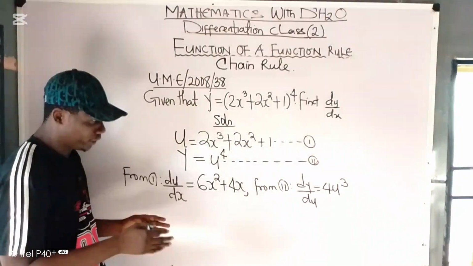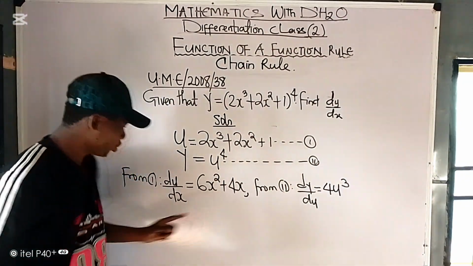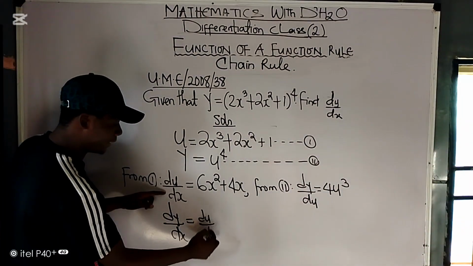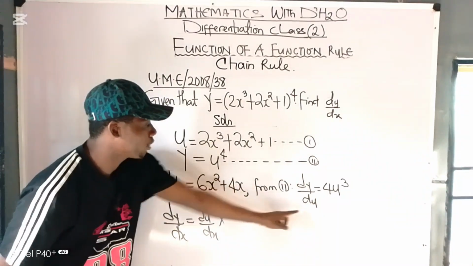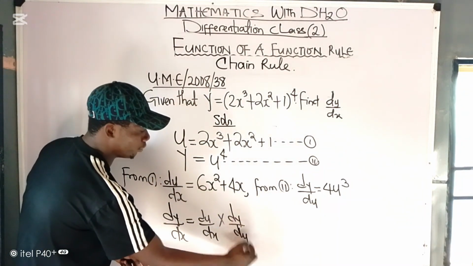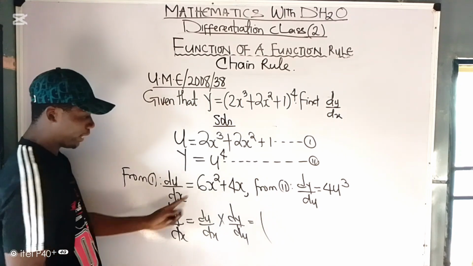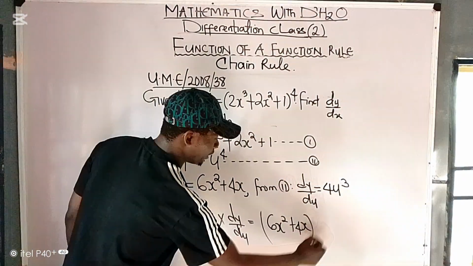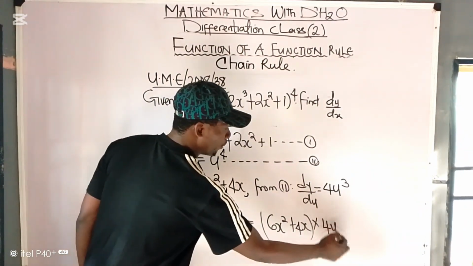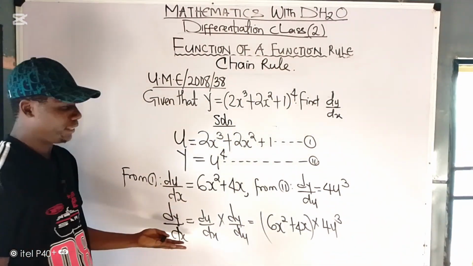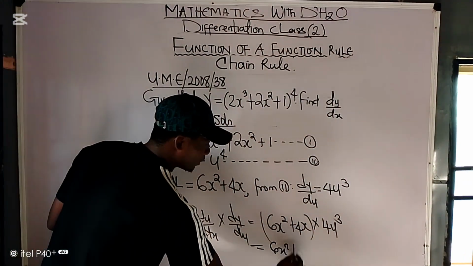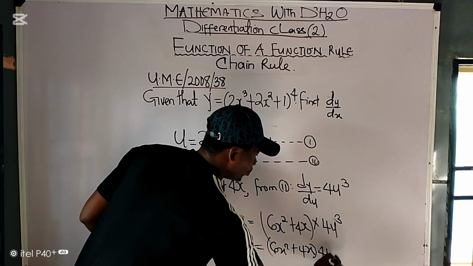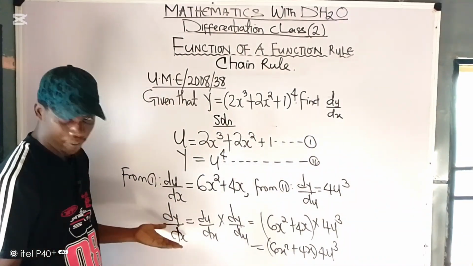Okay? Now, watch this. We'll bring this and multiply with this so that our dy over dx is equal to the first, du over dx, multiplied by the second, dy over du. Let's multiply them together. It will give you 6x squared plus 4x in a bracket multiplied by 4u raised to the power of what? 3. So it's quite very easy. This will give us 6x squared plus 4x in bracket, 4u raised to the power of 3. So that's what we have. So very easy.